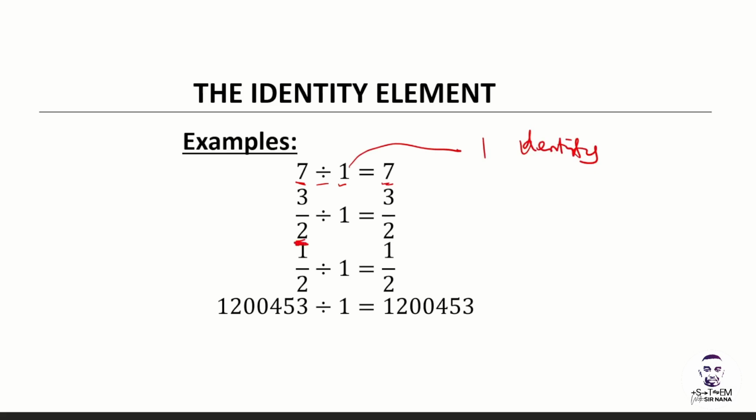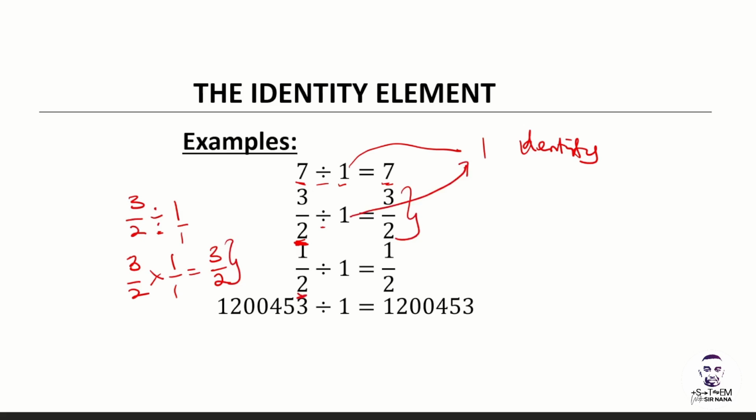When we have a fraction 3 over 2, when we divide by 1, we know that it gives us 3 over 2. We know in operations, when we have division, we can change it to multiplication. So we have 3 over 2 times 1 over 1. 3 multiplied by 1 gives us 3, and 2 multiplied by 1 gives us 2. So we get the same 3 over 2. So we see 1 as the identity for division. Then when we have a half, when we divide by 1, it gives us a half. So the identity is still 1. Even for larger numbers, we will still have 1 as the identity for division. So we know 1 is the identity for division.